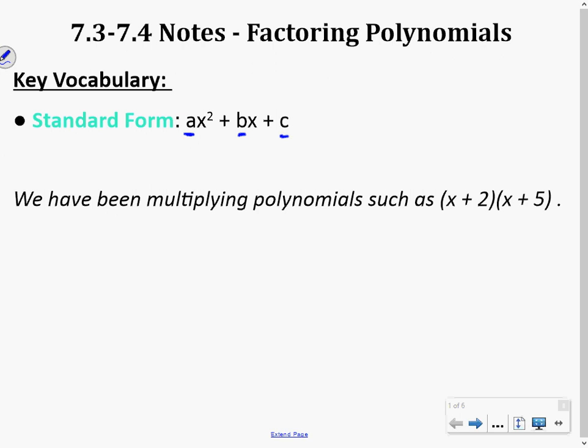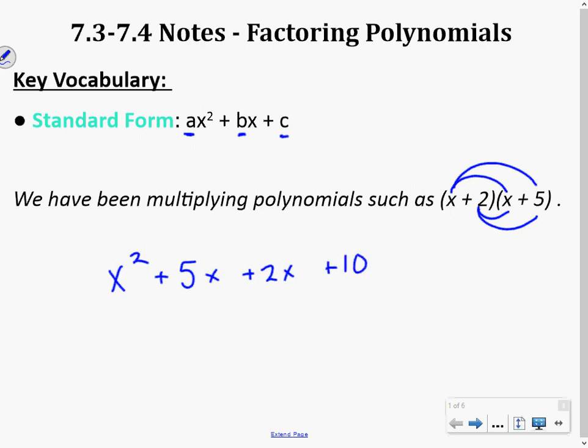Before we do that, I want to show you what we were doing last chapter. Last chapter, we multiplied binomials together, like x plus 2 times x plus 5, using the FOIL strategy, where we would do x times x to get x squared, x times 5 to get plus 5x, 2 times x to get a plus 2x, and 2 times 5 to get a plus 10.